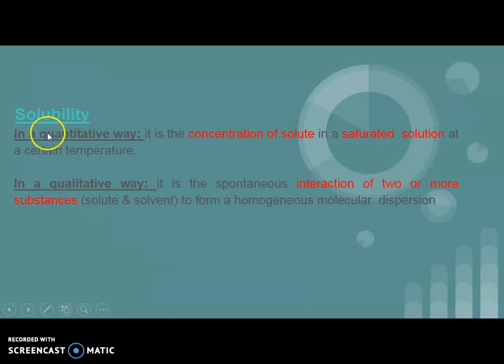So, solubility can be defined in a quantitative way. It is the concentration of solute in a saturated solution at a certain temperature. Solubility can also be defined in a qualitative way. It is the spontaneous interaction of two or more substances, that is solute and solvent, to form a homogeneous molecular dispersion.